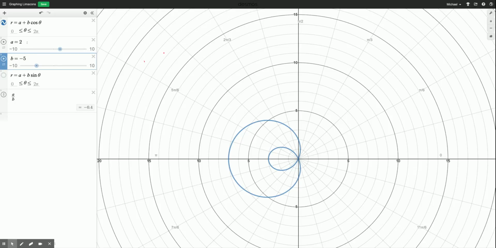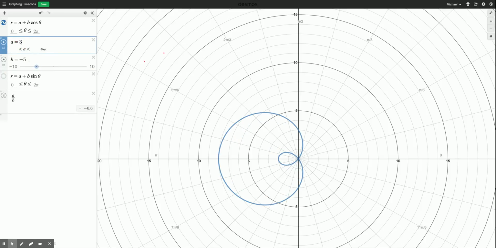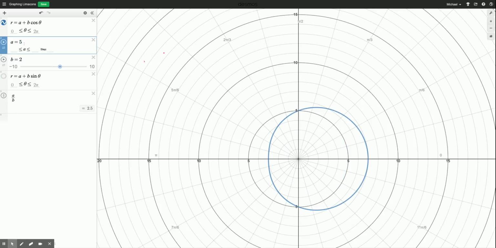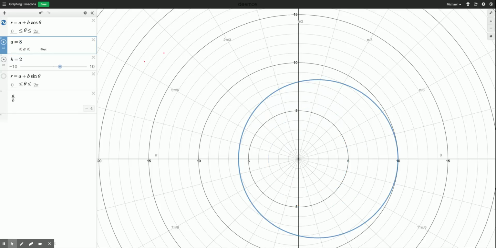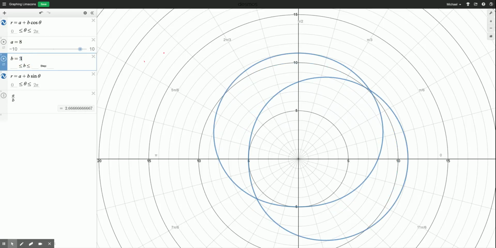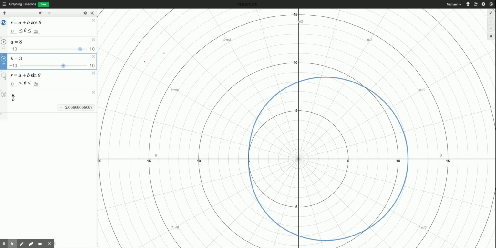I just want to go pretty quickly where a over b is between 1 and 2. So let's make this a 3 and let's make this a 2. There's your dimple. 3 plus 2 is 5. 2 minus 3 is negative 1. Where a over b is greater than 2, let's make this a 5. Heck, you can make this an 8. And you can go ahead and do it in terms of sine if you want to. That's the hardest one to see. Let's make this a 3. Let's turn this one off.